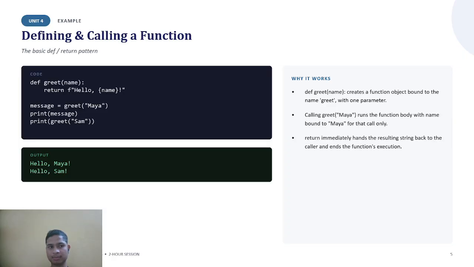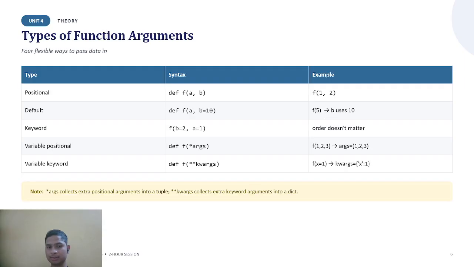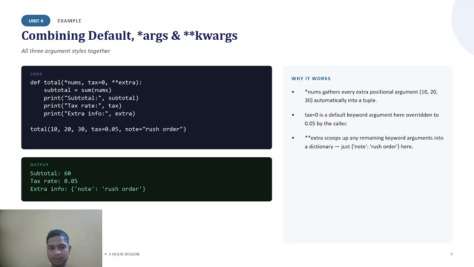With all these things we have covered in our previous lectures, like positional arguments, default keywords, and keywords and variable positions, and we have also completed variables and keywords. So we have done combining of default, star and double star keywords. So let's understand how it works.